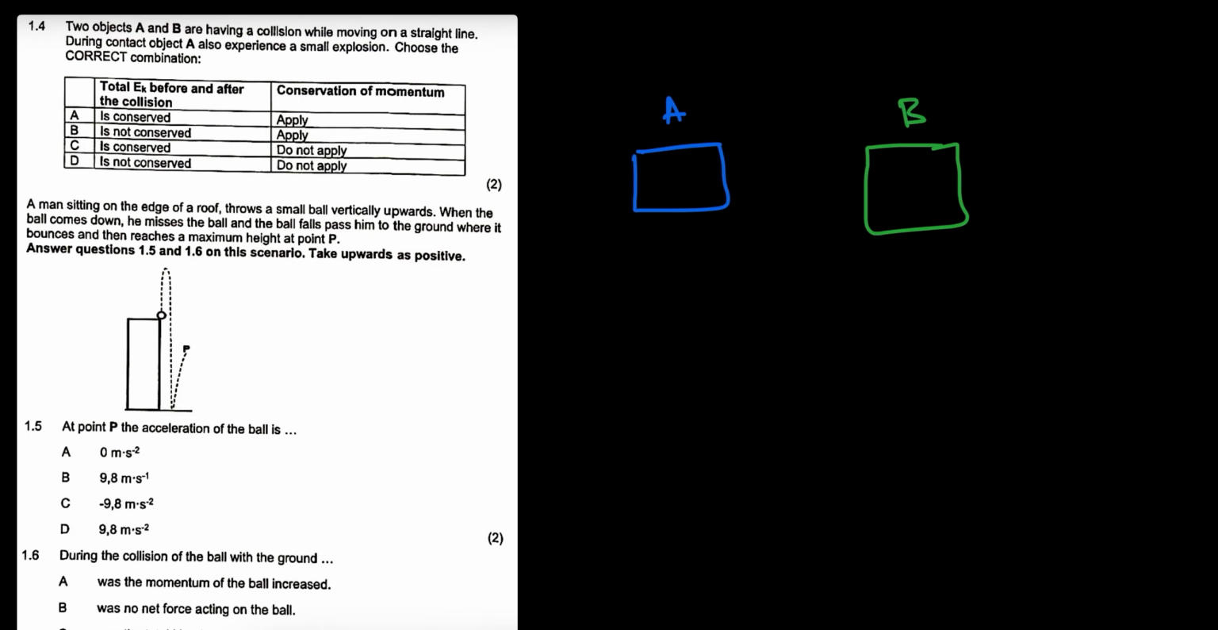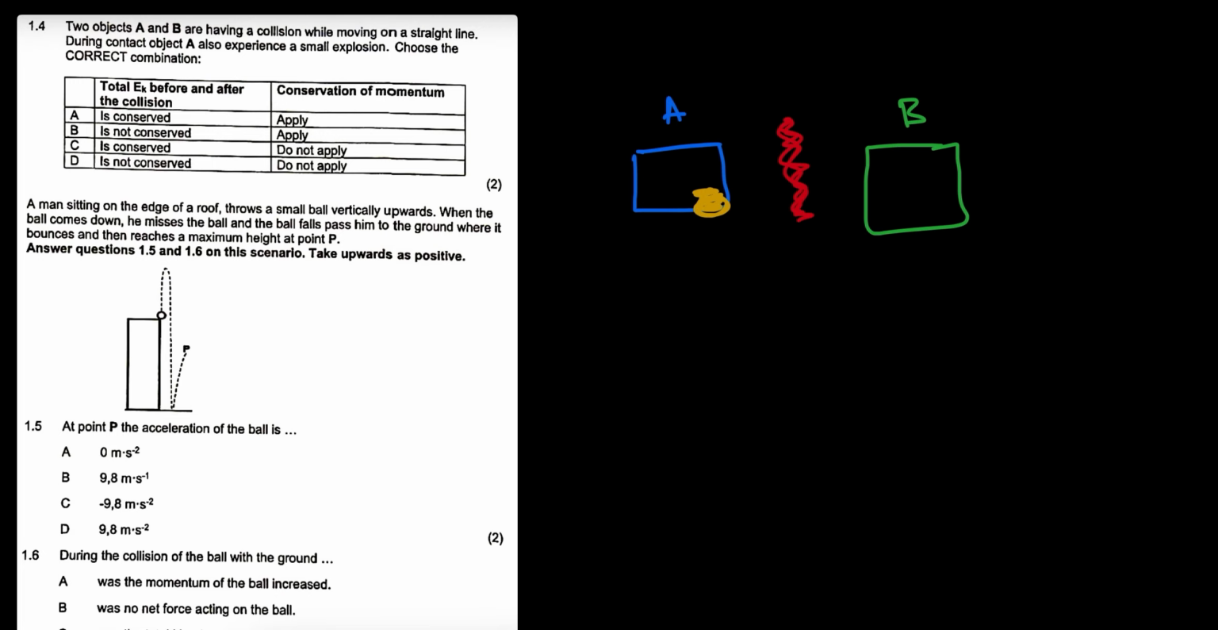So when these objects meet at this point, they are going to have a collision. But now the statement says object A experiences a small explosion. So that means now there's going to be an explosion. Explosion simply means that there's going to be energy that is released. It's either released from that object or it is gained by that object due to the explosion.